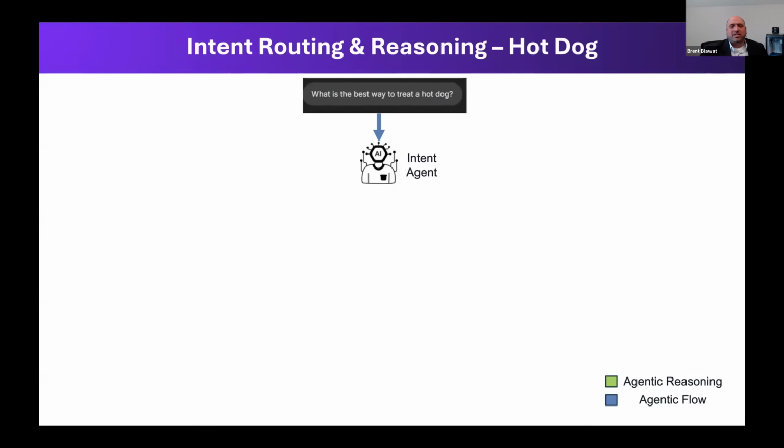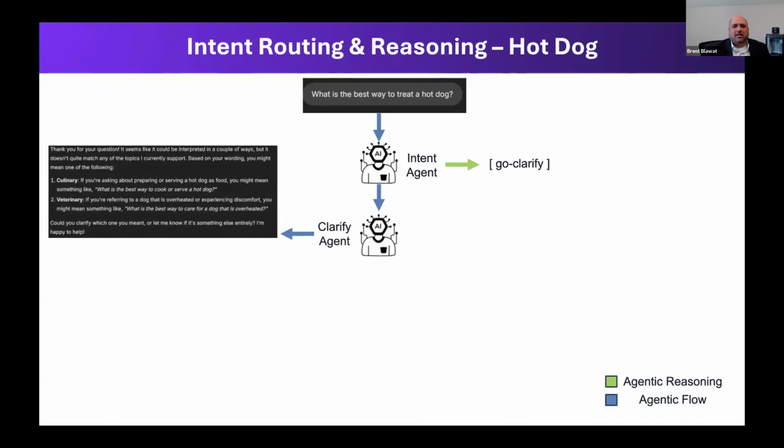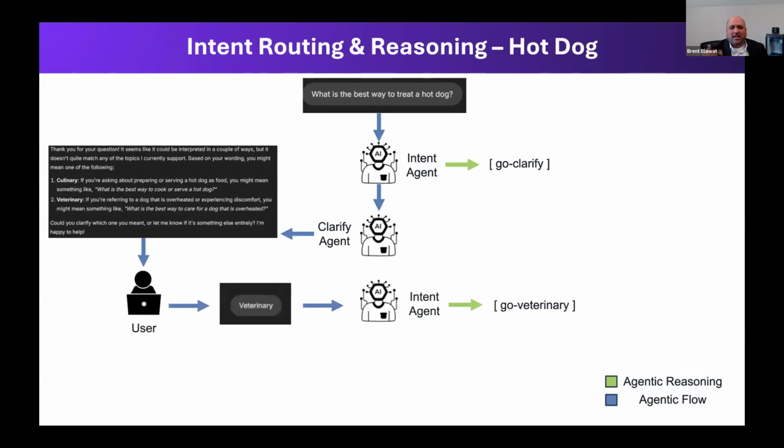And so as I step into the next step here, I can have my agents say, what do I do with this question? And then I route that question to clarify, to say, oh, okay, I'm actually needing to understand from the user, do you mean a culinary or a veterinary type of hot dog? So if I step forward, the user types back veterinary, and then the intent router says, oh, I need to send this over to my veterinary agent. And then it sends it to that veterinary agent to do some work.